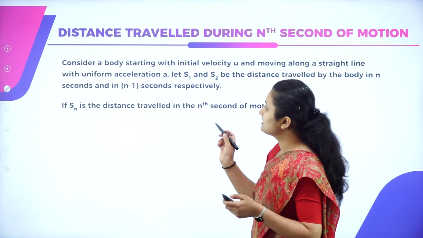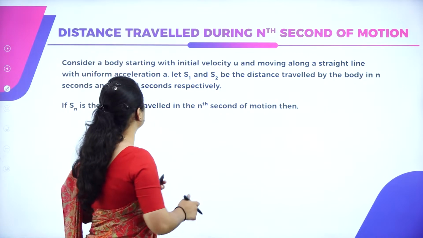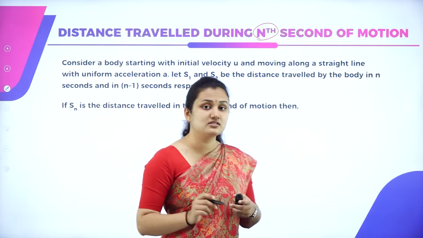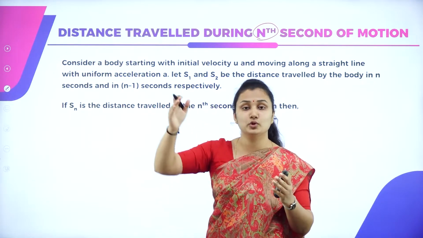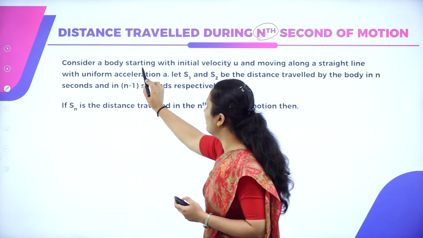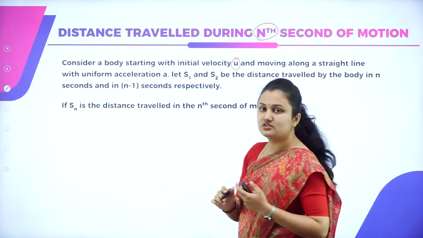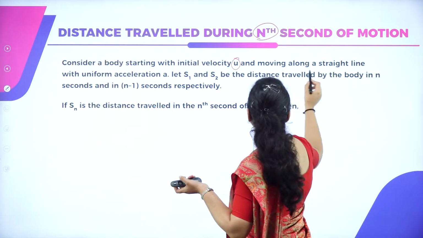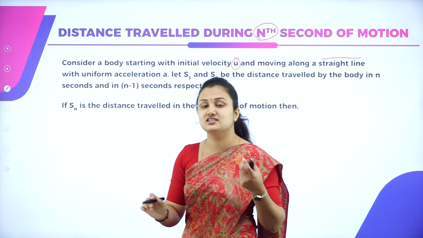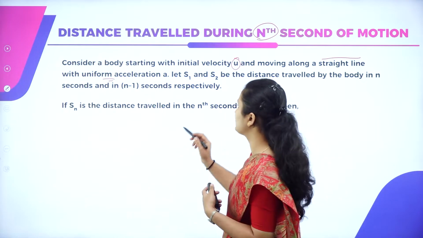Similarly, next you have a problem from which you have to derive the expression: the distance traveled during the nth second of the motion. Distance traveled during the nth second, 1, 2, 3 up to the nth second of the motion. So what is given here is, consider a body starting with initial velocity u and moving along a straight line. It is moving along a straight line with uniform acceleration.